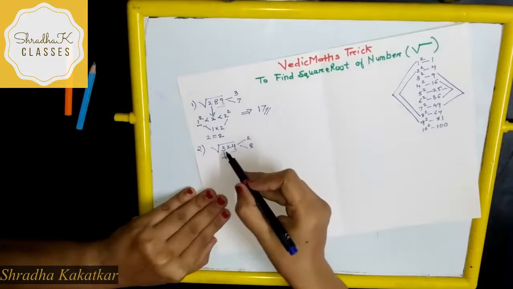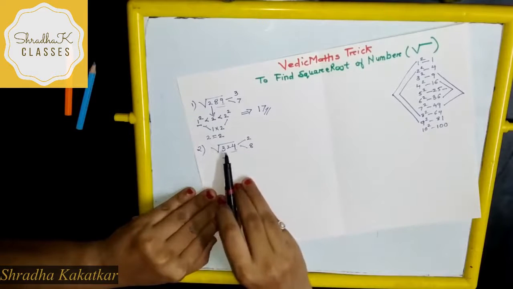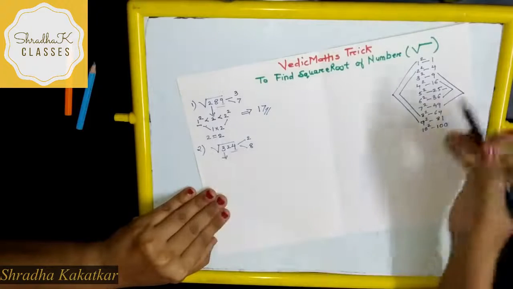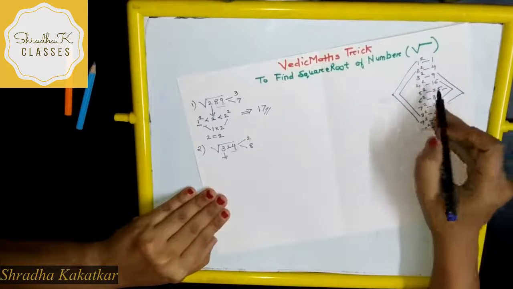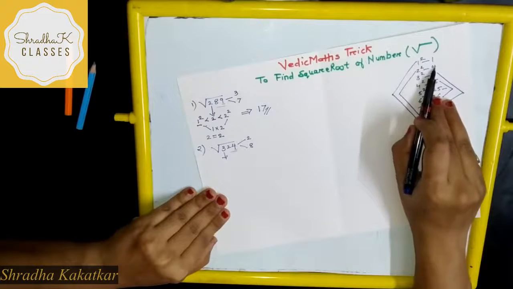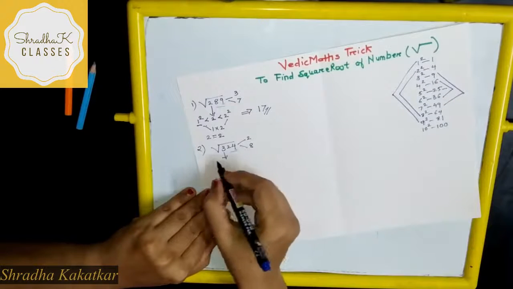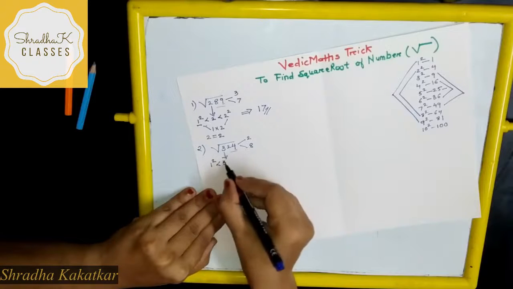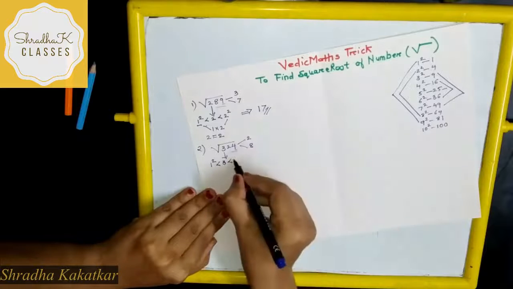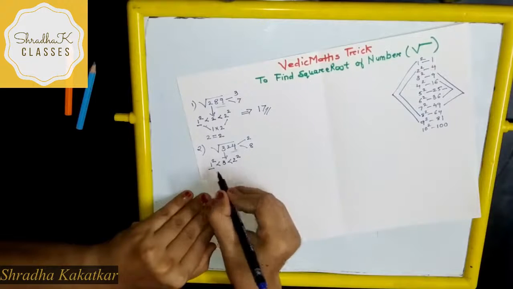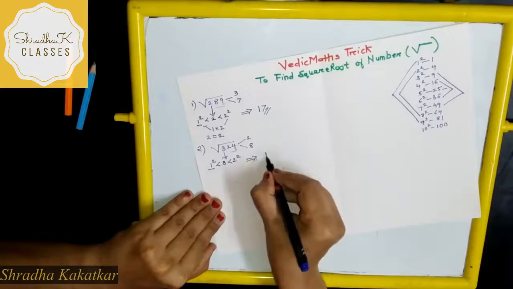Then the next step is you have to find the number whose square is less than this and the one whose square is greater than this. Again 1 and 2: 1 squared is less than 3 and 3 is less than 2 squared, right? So from here we got the first digit of our answer, that is 1.